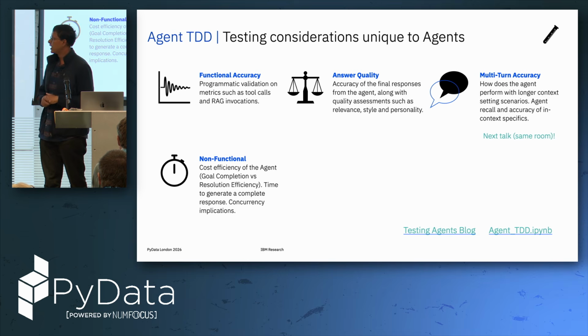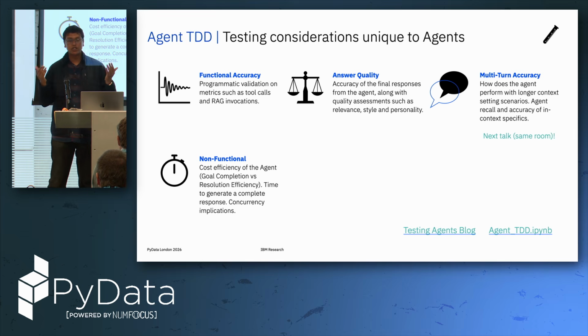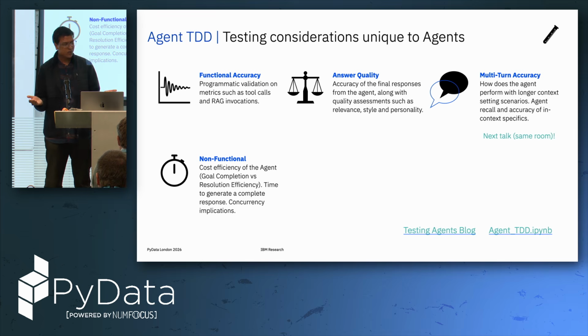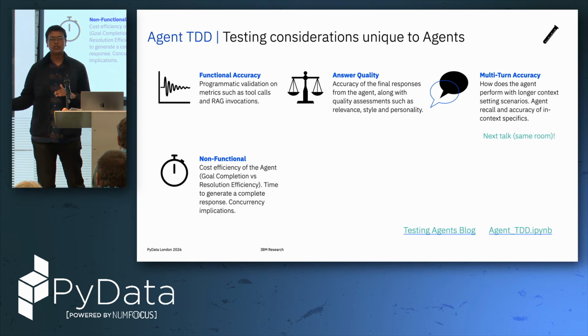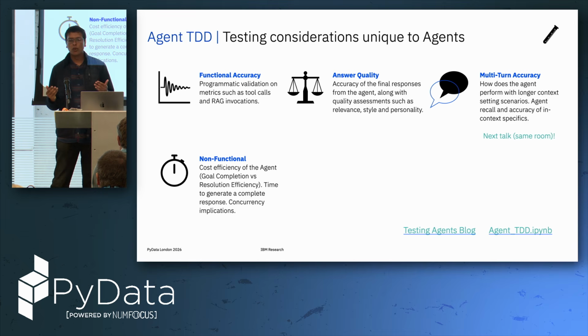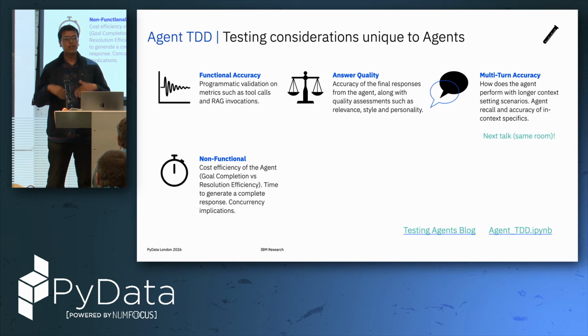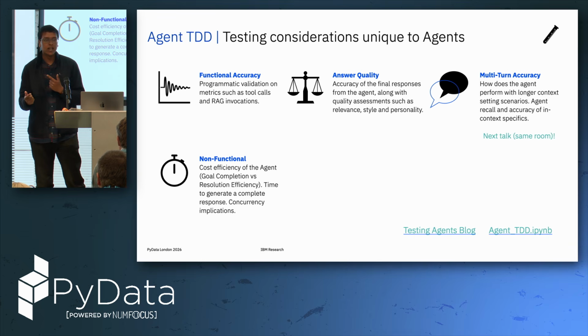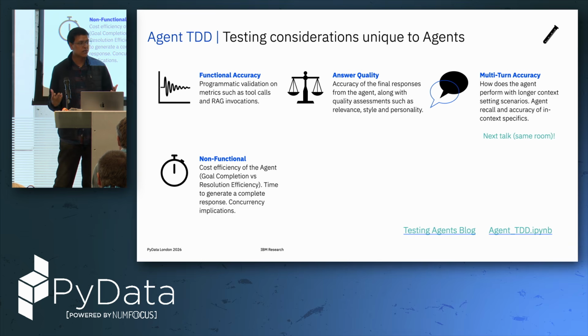Non-functional requirements, as we've said, so let's talk about goal completion. Is your agent doing what you wanted it to do? But there's also, on the flip side, the resolution efficiency. So how many tokens did it take? How many LLM invocations did it take to do what you wanted? How many turns between you, the user, and the LLM or the agent did it take to actually achieve that use case that you were looking for?